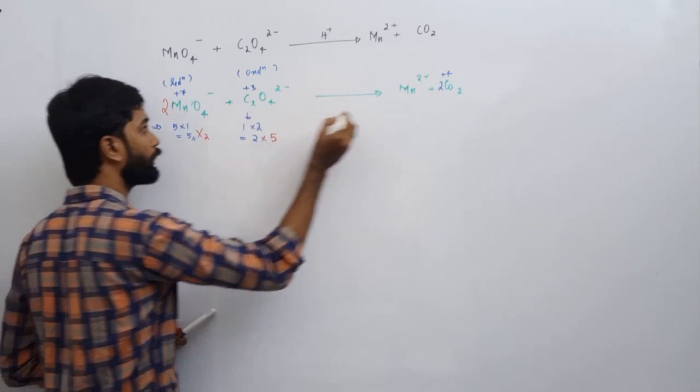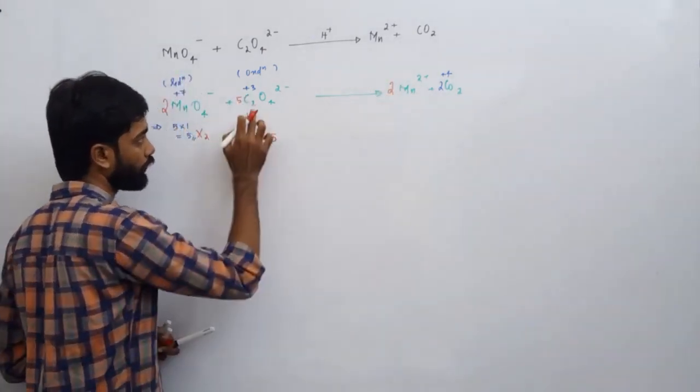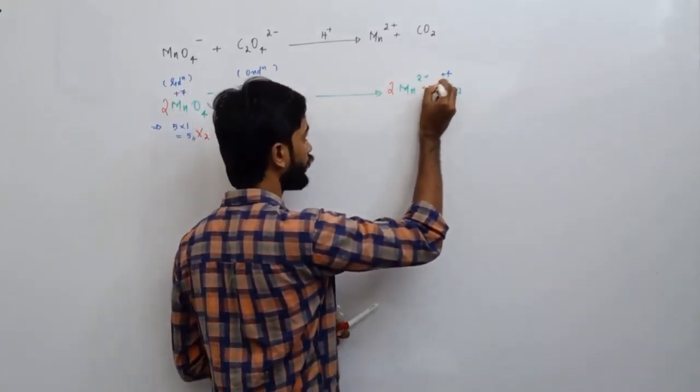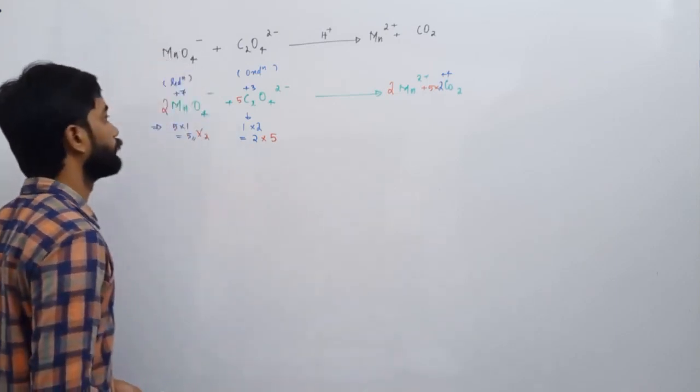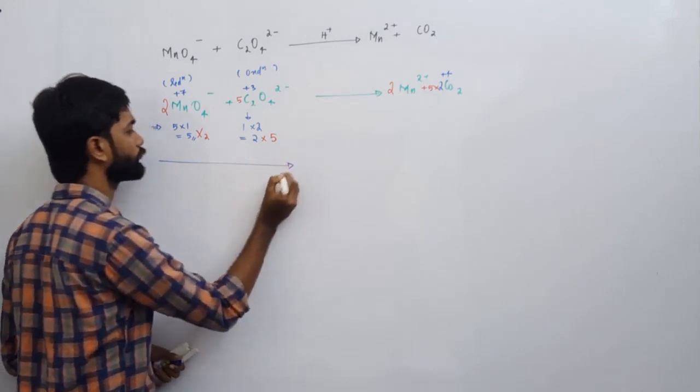So manganese part by 2, carbon part by 5. When you multiply 5 here, it becomes 10, okay? It becomes 10, fine. So electron lost and gained is over.